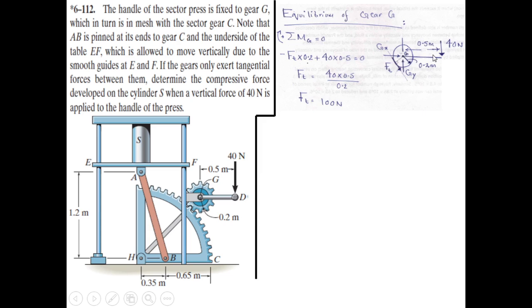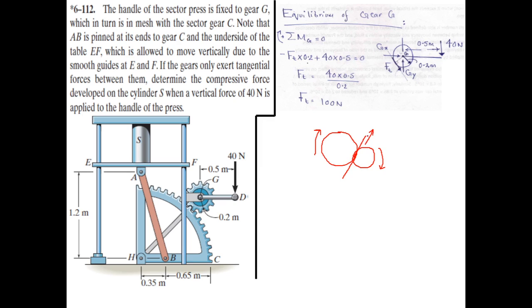Then at a distance of 0.5 meter from the center of this small gear, 40 Newton force was applied. So I have shown that force here. And one more thing was mentioned in the question, that the gears only exert tangential forces between them. So you see that when two gears are meshing, and one gear is moving in a clockwise direction, then the other gear is going to move in the anti-clockwise direction, and there will be some interaction happening at the interface of these gears. So this line is basically a tangent line, and a tangential force is going to act on this line only.